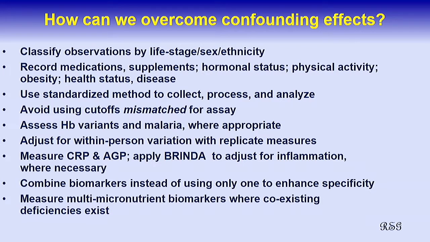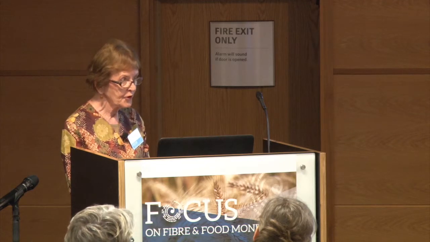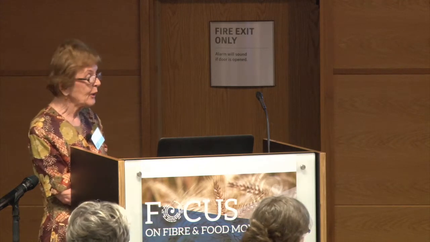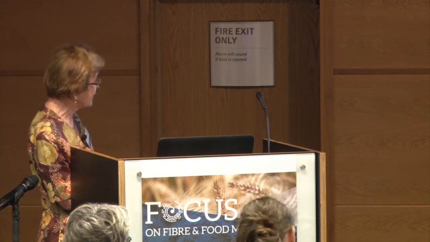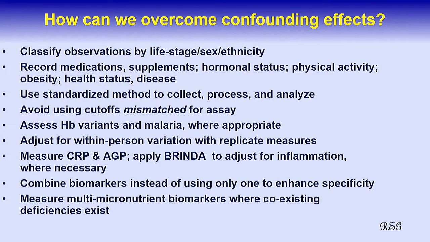So how can we overcome some of these confounding effects? When we're designing our nutrition survey or our surveillance, we have to go through each of the biomarkers we've chosen in turn and be concerned about how to overcome some of these confounding effects. Well, as was done in the National Nutrition Surveys in New Zealand, they classified the observations by life stage, sex, ethnicity. They recorded medications and supplements and hormonal status, and in some cases, physical activity. They used standardized methods to collect, process, and analyze the data. We also know that if we're using transferrin receptor, we need to avoid using cutoffs that are mismatched for the assay.